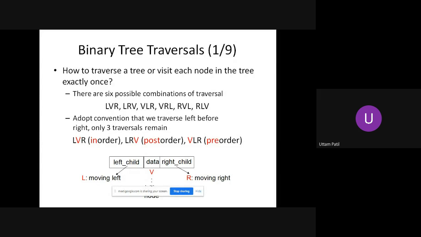Now this is the next discussion, which is on binary tree traversal. Tree traversal is nothing but visiting each node in a tree exactly once. So I will have to visit each node. This is a kind of operation on a tree.